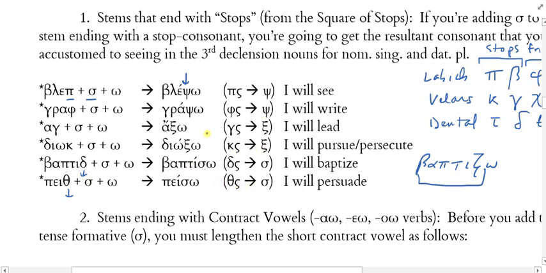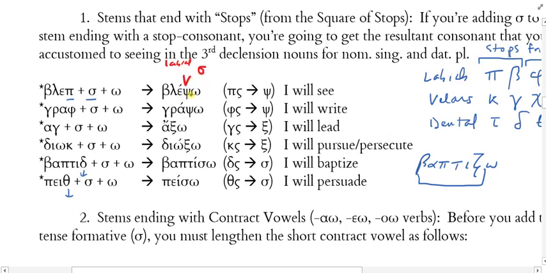So when you have these stop consonants at the end of the future stem and they interact with the sigma, you are not going to readily see the future tense formative anymore. What you're going to have to do when you're parsing is try to reason backwards now. I have a psi. This is a sigma preceded by what kind of a consonant? It's got to be a labial, okay, because it's labials plus sigma that produce the psi.